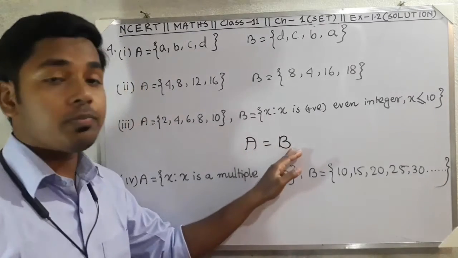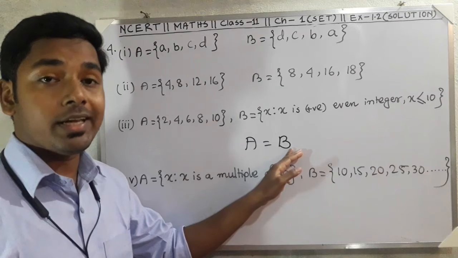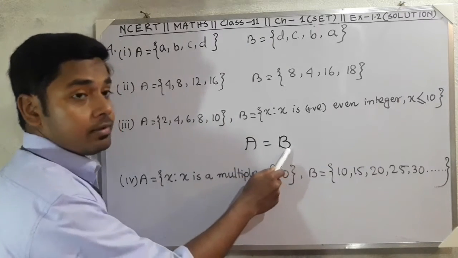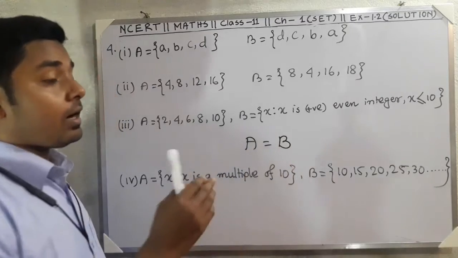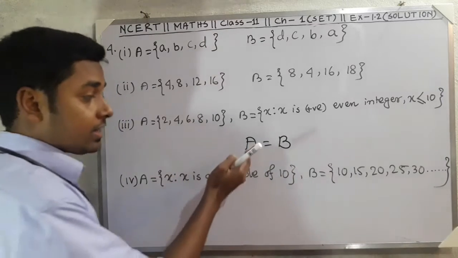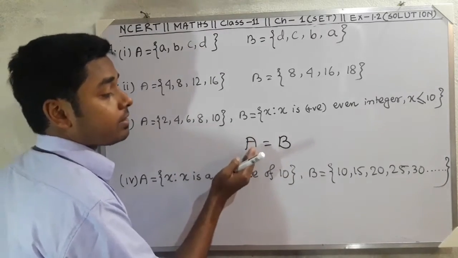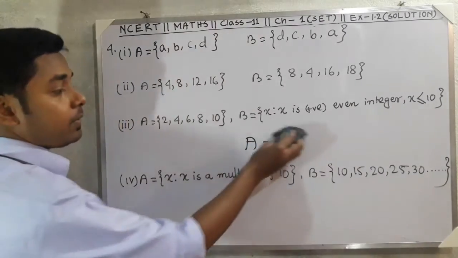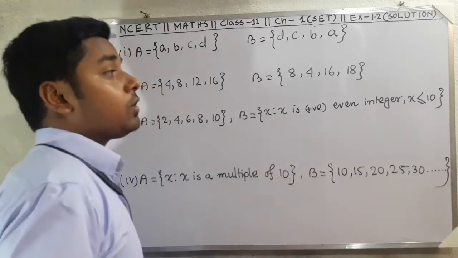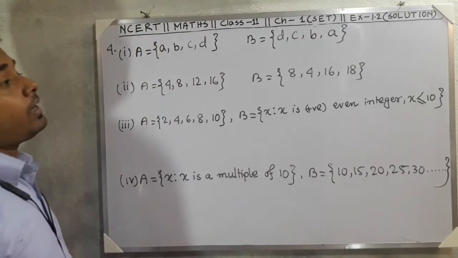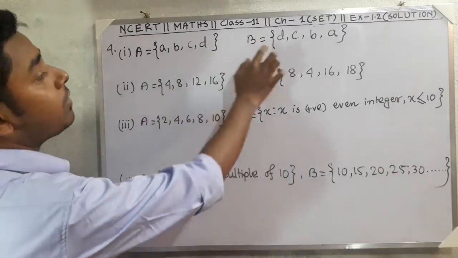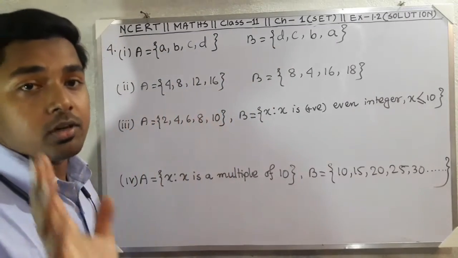So A is equal to B means what? That means if A and B are equal sets, in that case we can write A equals B. That means we have to check whether A and B are equal sets or not.